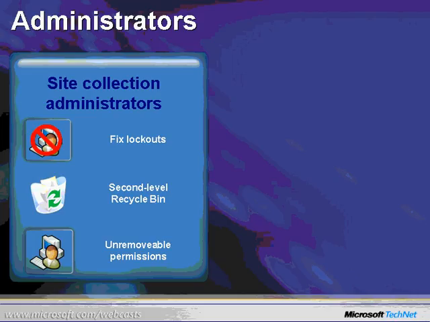Site collection administrators are users with full control over all content in the site collection. The site collection administrators have three major roles within SharePoint security. First, they have the ability to fix lockout problems. When other users aren't able to gain permission to handle a locked out user, the site collection administrator can access the user's locked status and free it. Secondly, the site collection administrator can access and recover documents from the second level recycle bin. Recovery and access is no longer required by a central administrator.